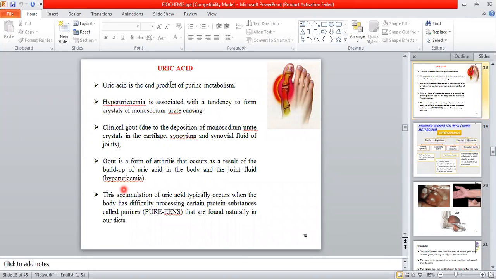So as I told you, you have to learn what is uric acid. This one is the end product of purine metabolism. Next one, when this uric acid concentration is high, that will be called hyperuricemia. This crystal will be deposited in our body. That will be called gout, and this gout is a form of arthritis.